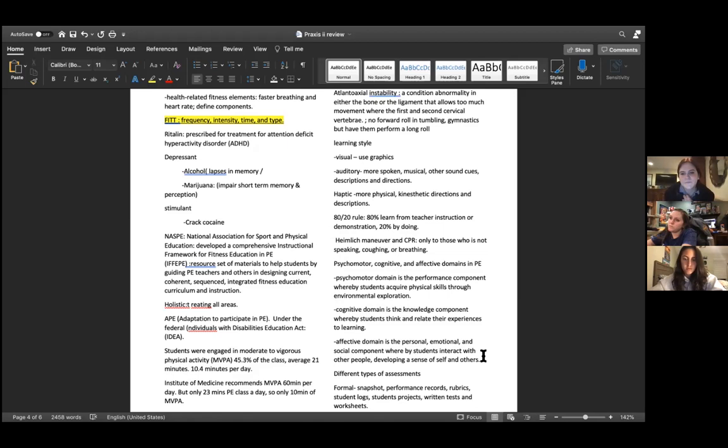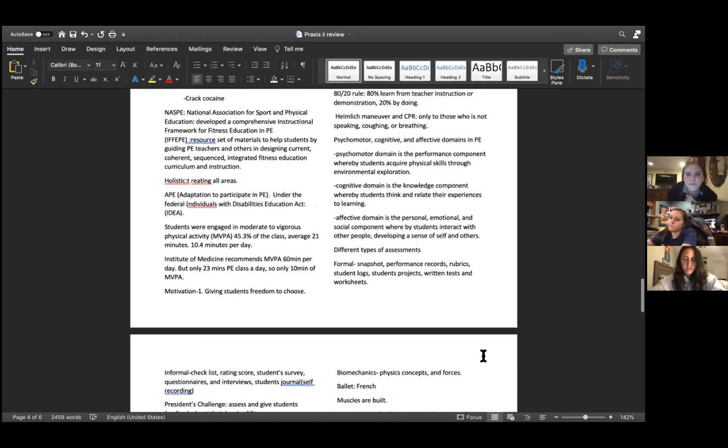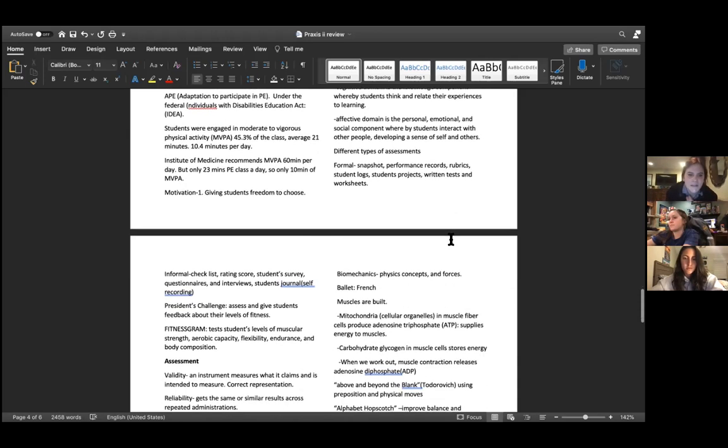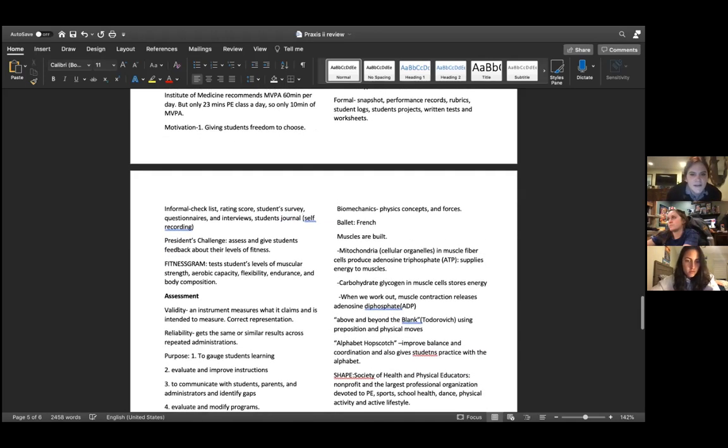and others. Different types of assessments: snapshot, performance records, rubrics, student logs, student projects, written tests, and worksheets. Informal checklists, rating score, students survey, questionnaires, and interviews, students journal, self-recording. President's Challenge, assess and give students feedback about their levels of fitness. Fitnessgram, the student's level of muscular strength, aerobic capacity, flexibility, endurance, and body composition.